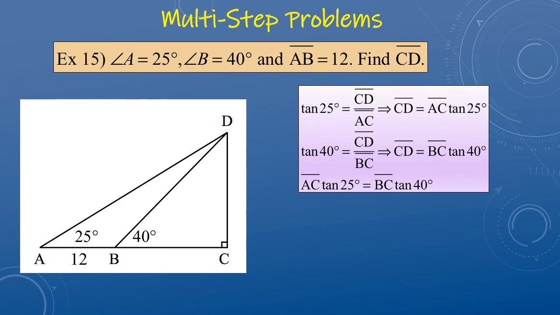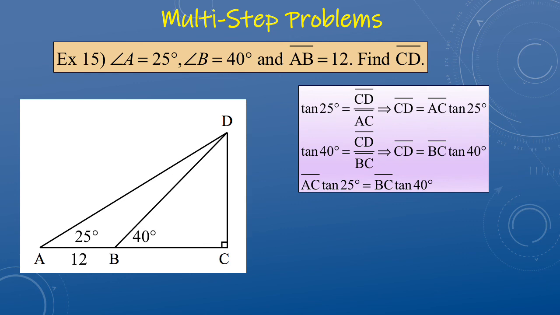We start by writing some trig relationships. This is a problem that works with the legs of the triangles, and the hypotenuse really doesn't come into it. So we'll be using the tangent function. The tangent of 25 is opposite over adjacent, CD over AC, and therefore CD is equal to AC tangent 25. We do the same with 40 degrees. Tangent of 40 degrees equals CD over BC, and therefore CD is equal to BC tangent 40.